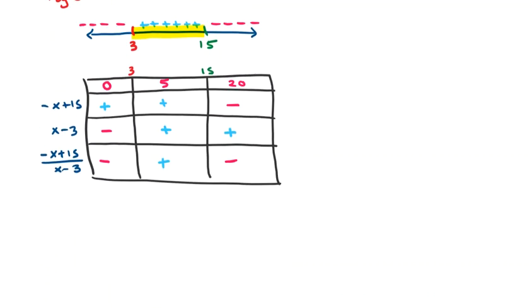All right, so we're going to form our final answer now. In interval notation, parentheses 3, comma, 15, parentheses. And this would represent, in interval notation, all the values of x that make the rational expression positive.